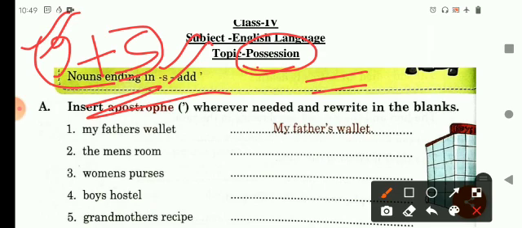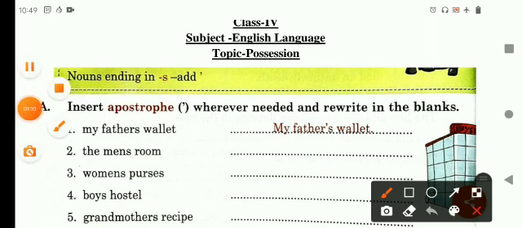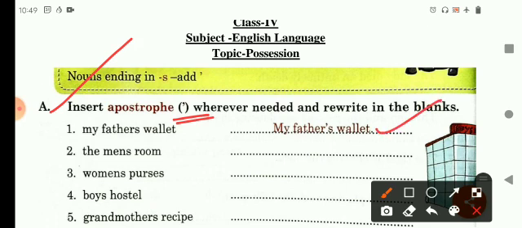Now let's begin the sentences. Your exercise A: you have to insert an apostrophe wherever needed and rewrite in the blanks. The sentences are given to you. You have to insert only the apostrophe symbol, then rewrite in the blanks. One is already done for you. Now let's begin with your second sentence.